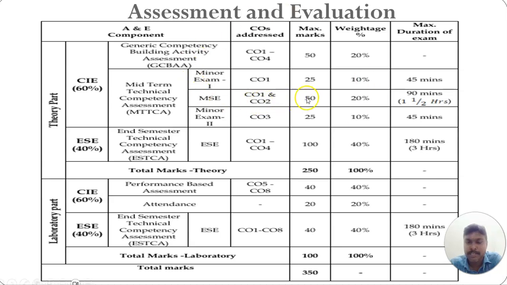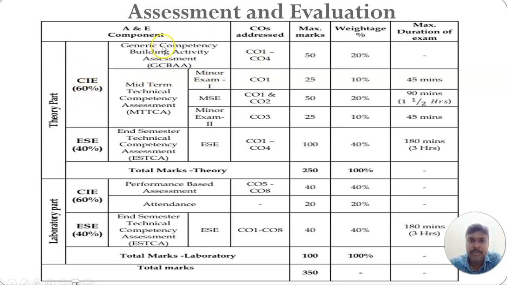And similarly for the mid-semester examination, if the maximum marks is 50, and any student scores 50 out of 50, straight away the 20% weightage we have taken from the mid-semester examination will be considered for the evaluation process at the end of the semester. And coming to the ESC, put together we'll be having the CIE with 60% of the weightage.